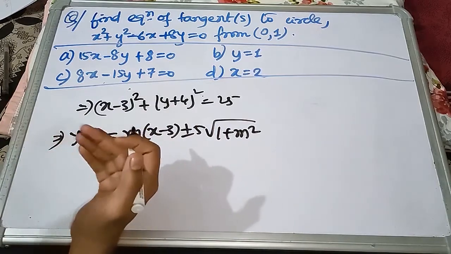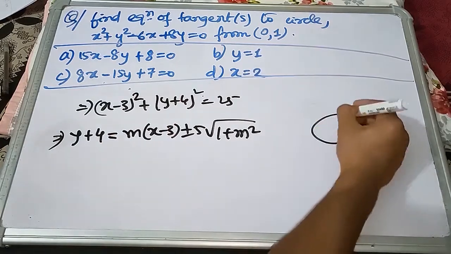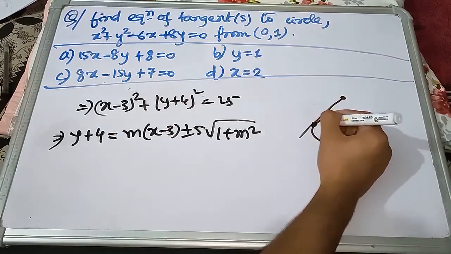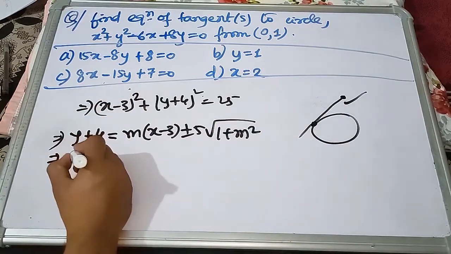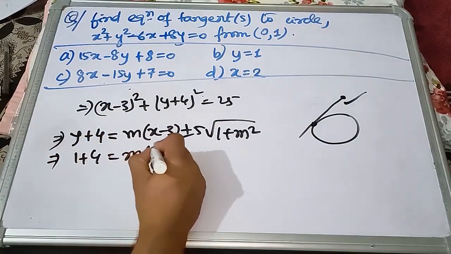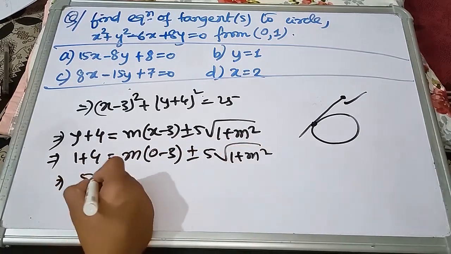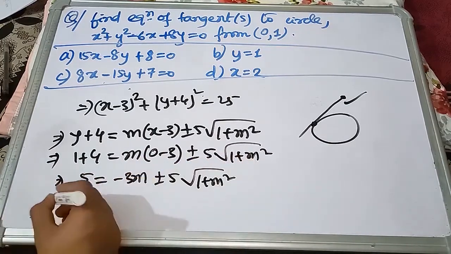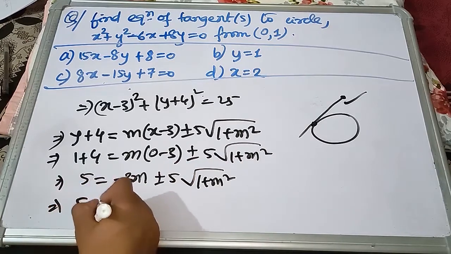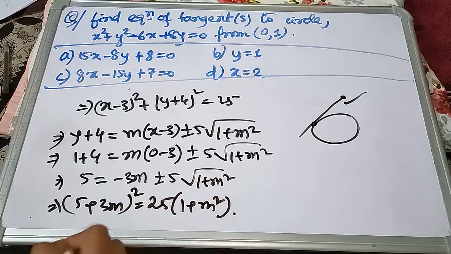And now what was the logic? That it should also pass through (0, 1), because if the tangent is drawn from an external point, then the tangent must satisfy this external point, right? So now you insert it: 1 plus 4 equals m into (0 minus 3) plus minus 5 into root under 1 plus m square. This becomes 5 equals minus 3m plus minus 5 root under 1 plus m square. So this becomes (5 plus 3m) whole square equals 25 into (1 plus m square). Now you need to solve this quadratic equation in m.